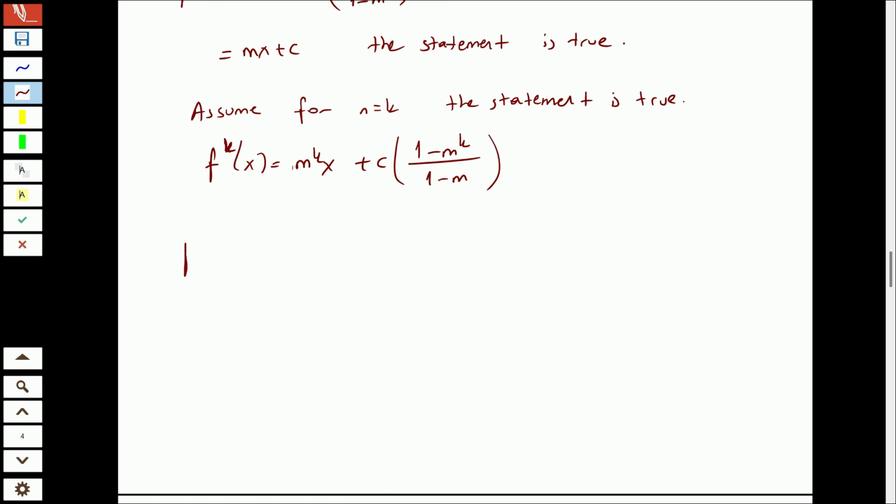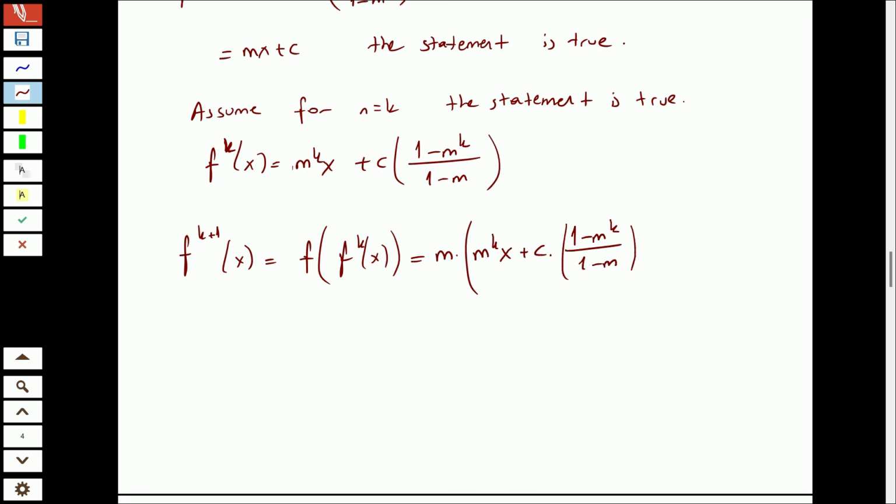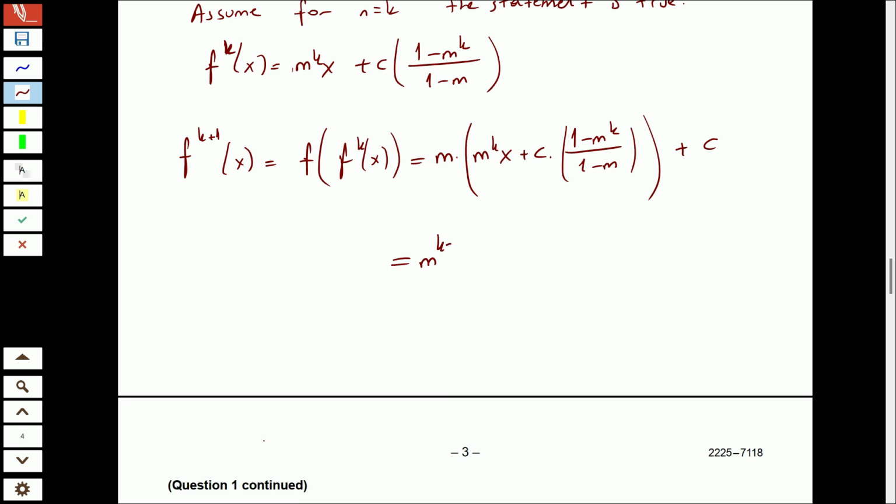From here you can write the k plus 1 composition of f equal f of the k composition of the function. So we can use now m times this expression that we found or assumed before, right? m plus c will give us m to the power of k plus 1 x plus c times m minus m to the power of k plus 1, because I'm distributing into this parenthesis, plus c.